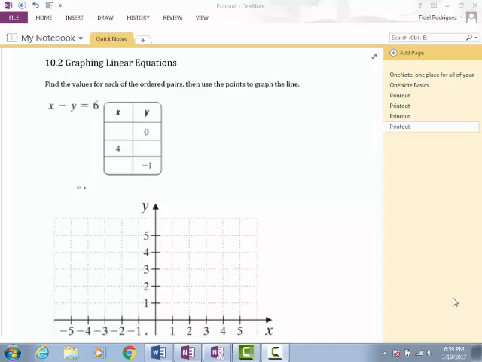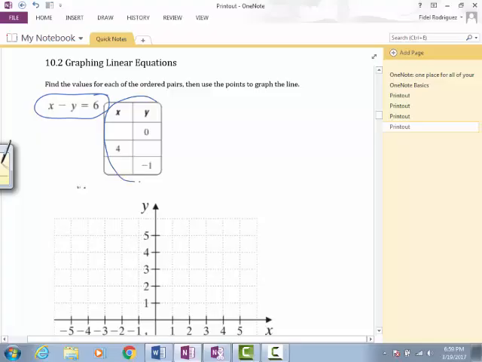10.2 talks about graphing linear equations. This is very similar to what we did back in 10.1. So what I have here is my equation, x minus y equals 6. And again, we have our table of values right here, and we'll do just as we did prior.